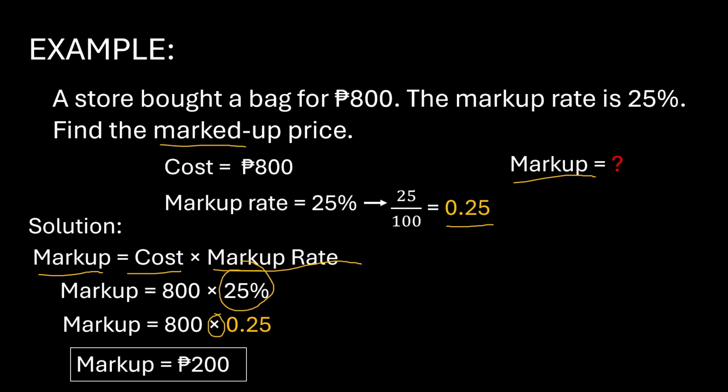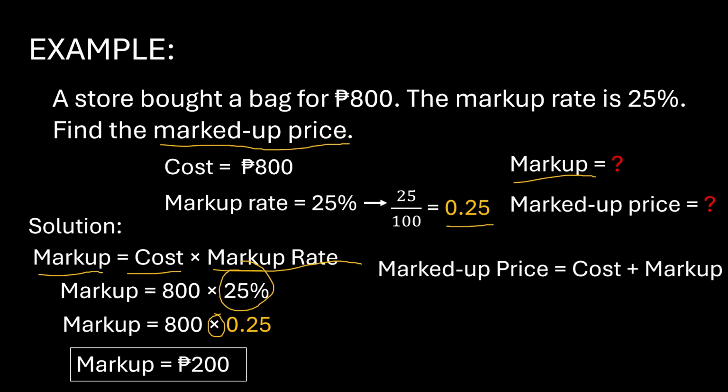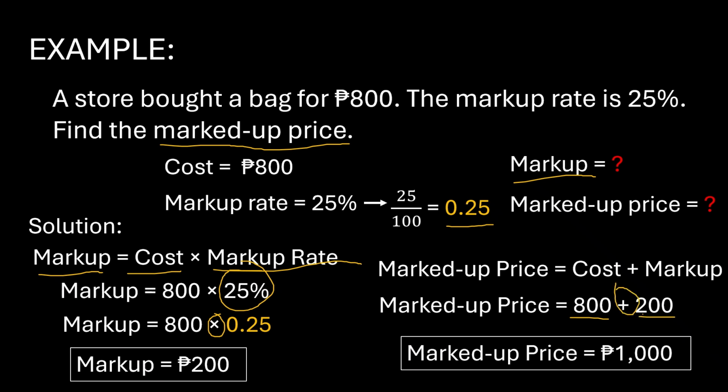But remember, the problem asks for the marked up price, not just the markup. So we proceed to the second formula. Marked up price equals cost plus markup. Substitute the values. 800 pesos plus 200 pesos equals 1,000 pesos. Therefore, the marked up price is 1,000 pesos.